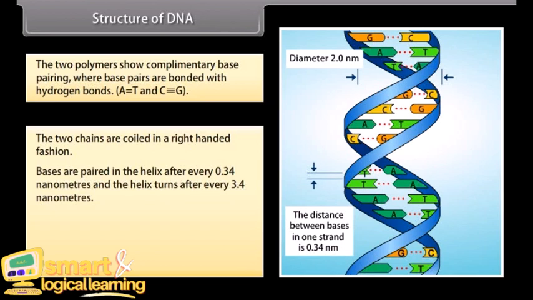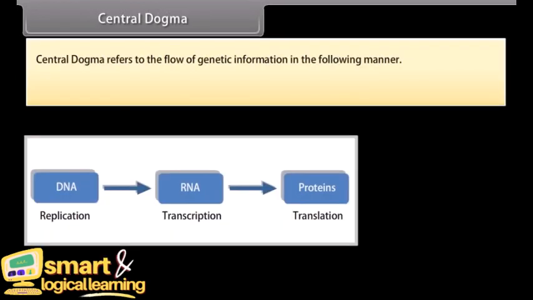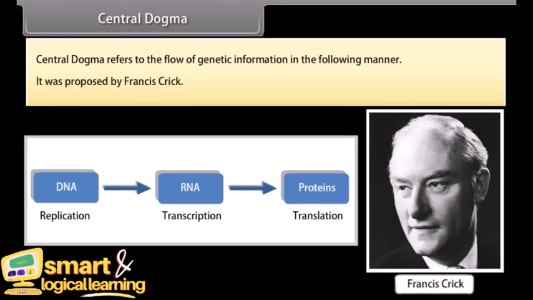The 2 chains are coiled in a right-handed fashion. Bases are paired in the helix after every 0.34 nanometers and the helix turns after every 3.4 nanometers. There are roughly 10 base pairs in each turn of helix. The plane of one base pair stacks over the other in the double helix. Central dogma. Central dogma refers to the flow of genetic information in the following manner. It was proposed by Francis Crick.